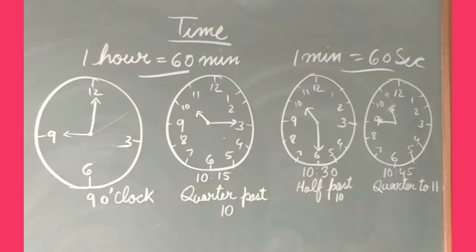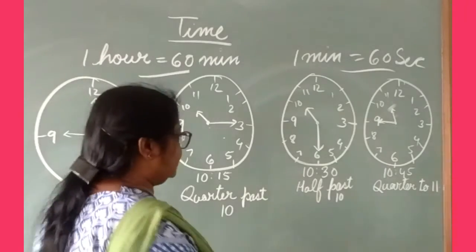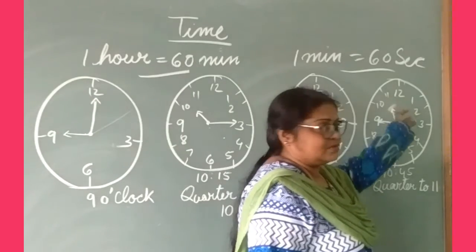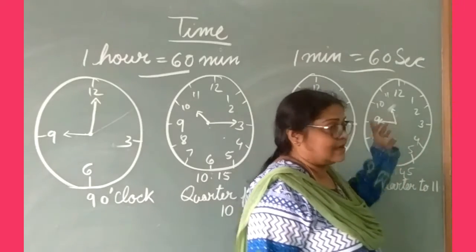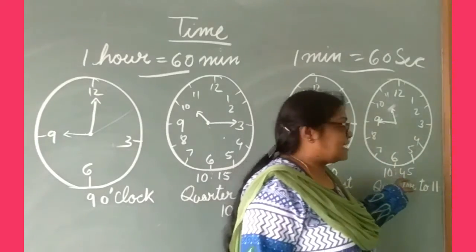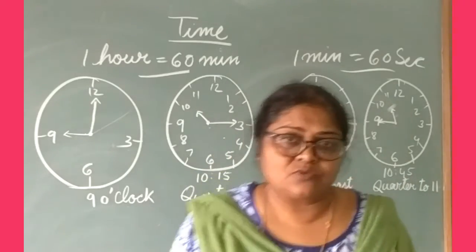And in the last clock, the smaller hand is between 10 and 11, and the bigger one is on 9. So it is 10:45. You can say it is quarter to 11.